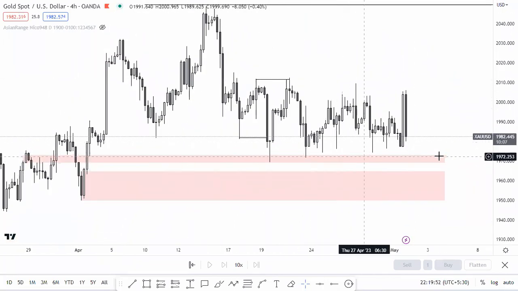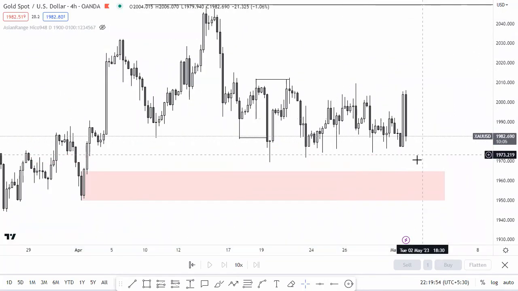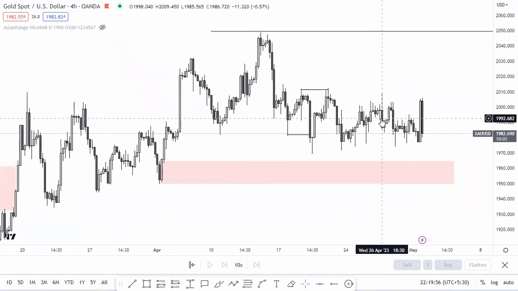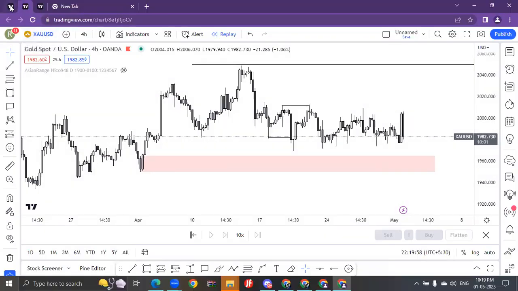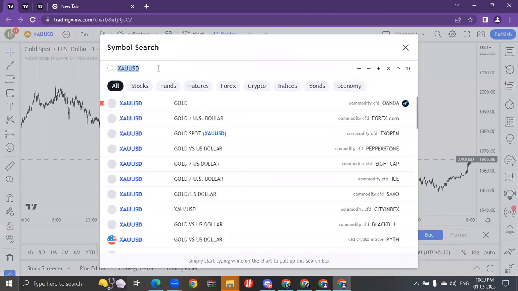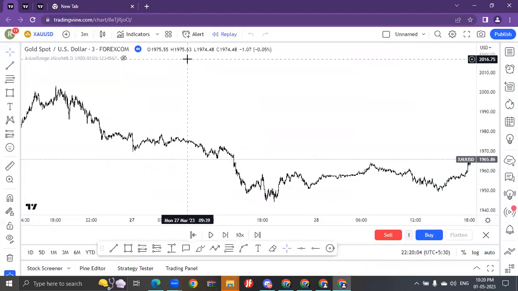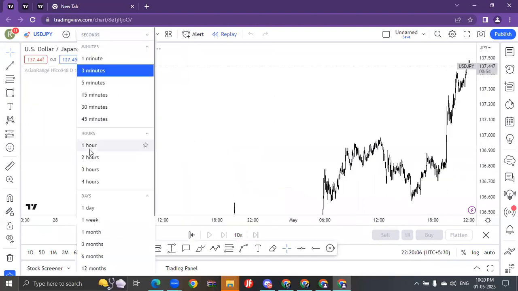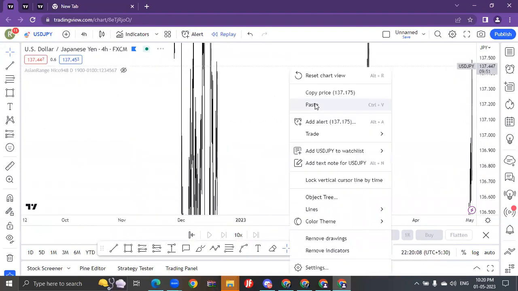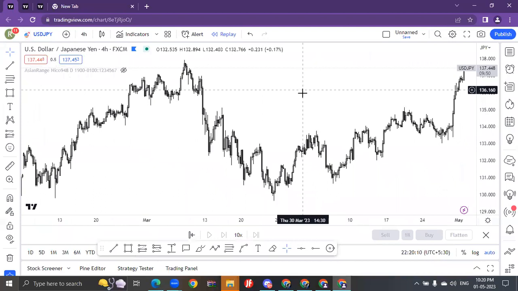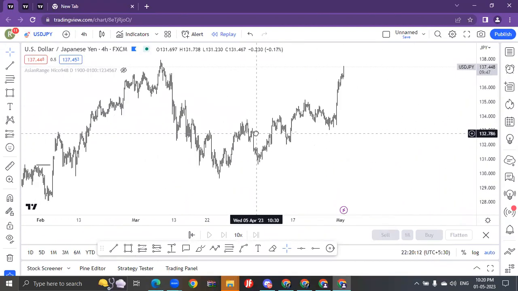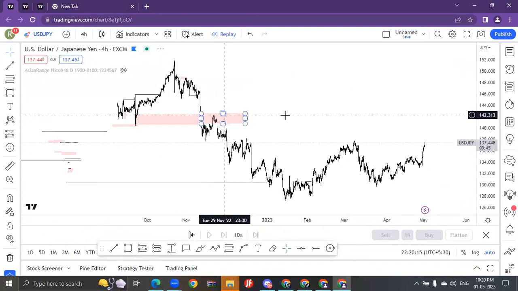That's why I was anticipating buys from this one. And in USD JPY, the same thing. I just found an SNR area, which is our liquidity zone, and it will be taken out in a few minutes.